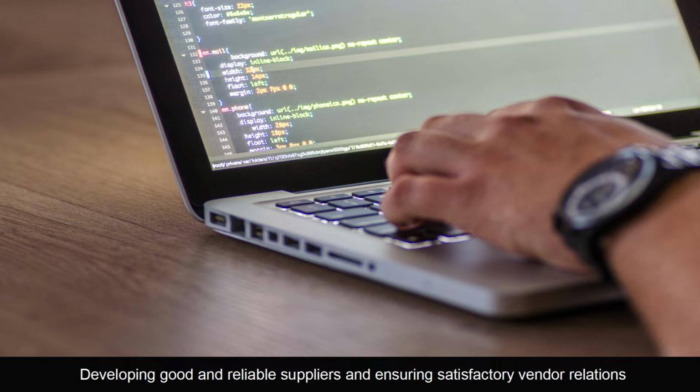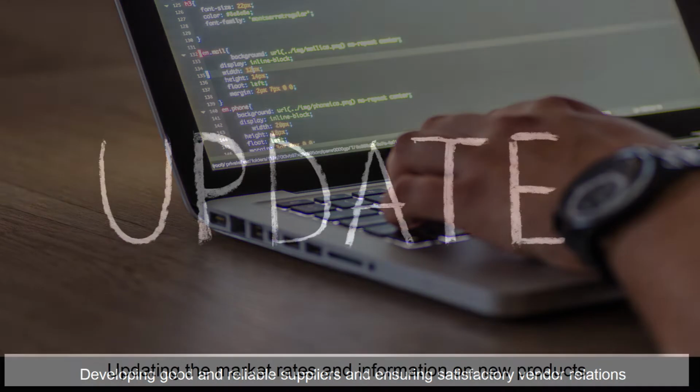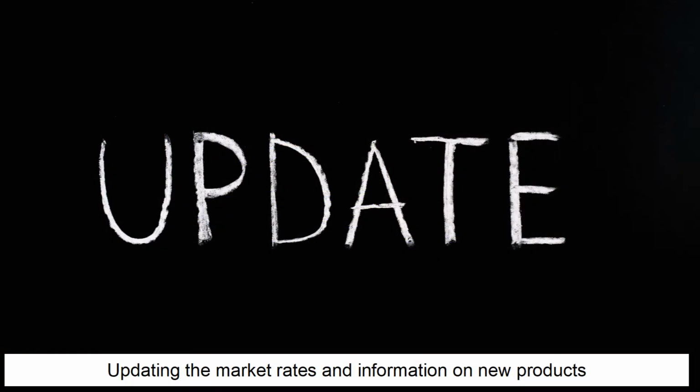This is another important function of a procurement department or procurement manager. That department should have a reliable source of good suppliers. Updating the market rate and information on the new product, because the rates are changing. The procurement department should be aware of updating the different types of market rates.